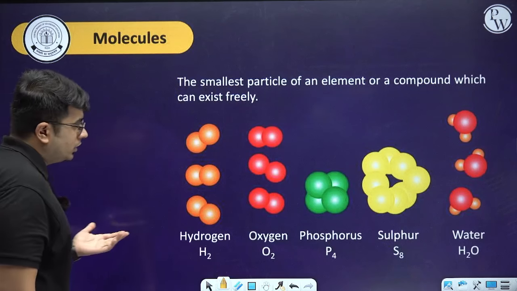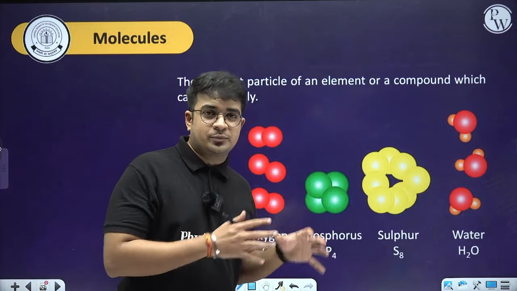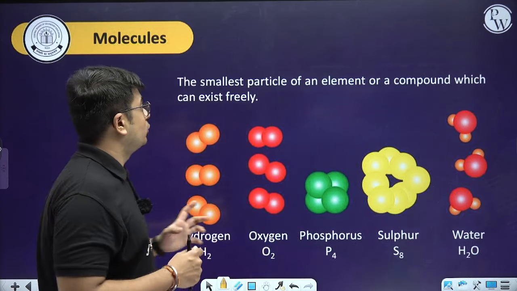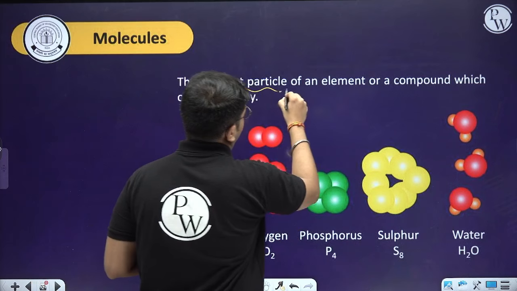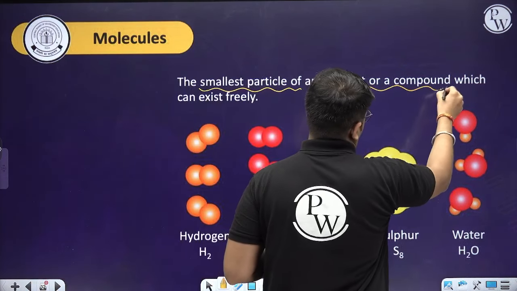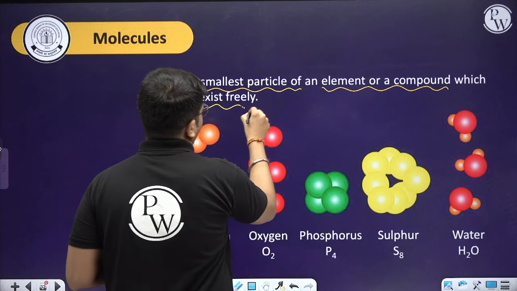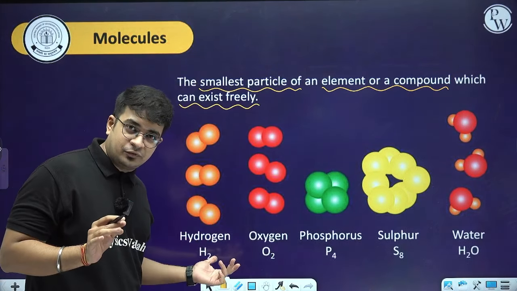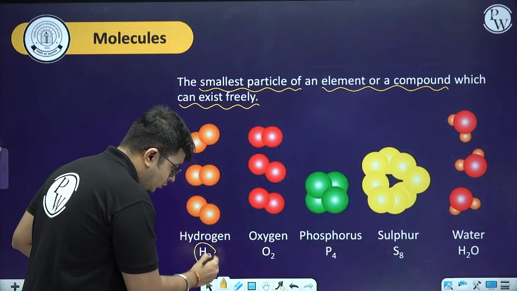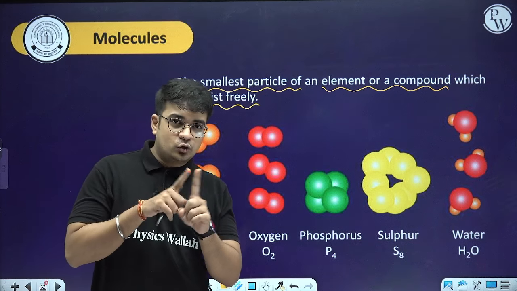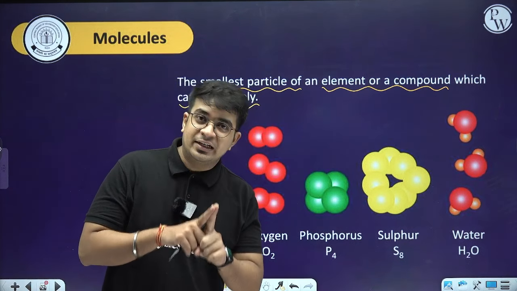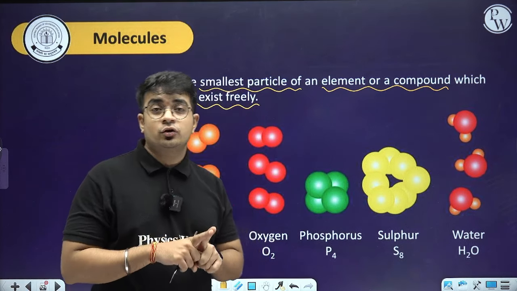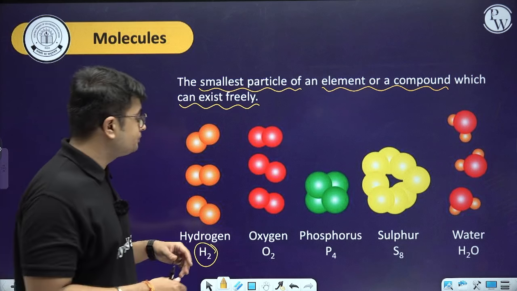Now the molecules are again the smallest particles, but they have the tendency to exist independently. These are the smallest particles of an element or compound which can exist freely. If I talk about the element hydrogen, we know its molecule is H2. When we combine two hydrogen atoms, they have the tendency to exist independently, which means they are forming a molecule. Molecules are more stable, definitely.